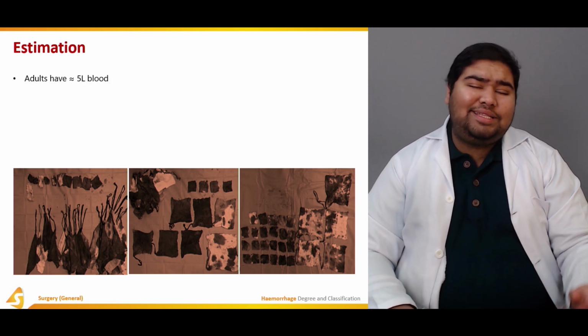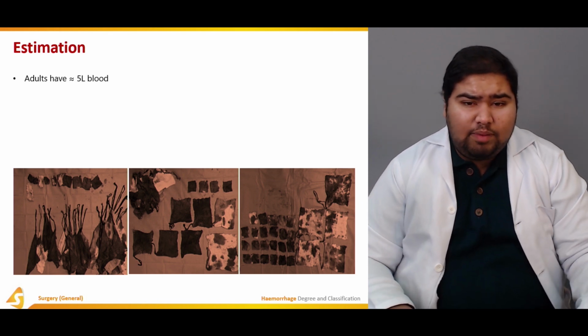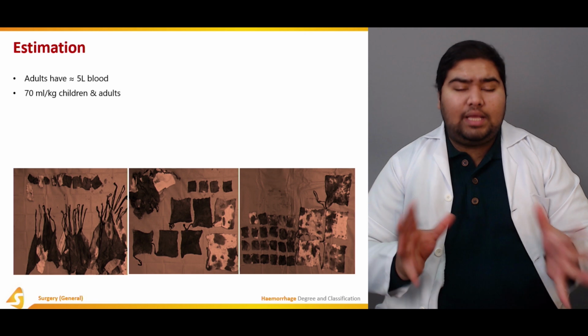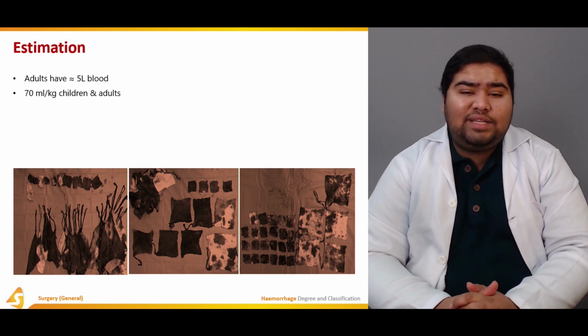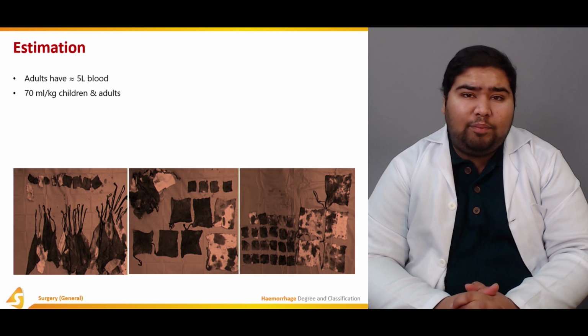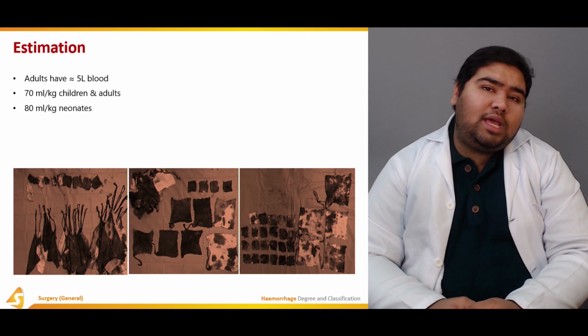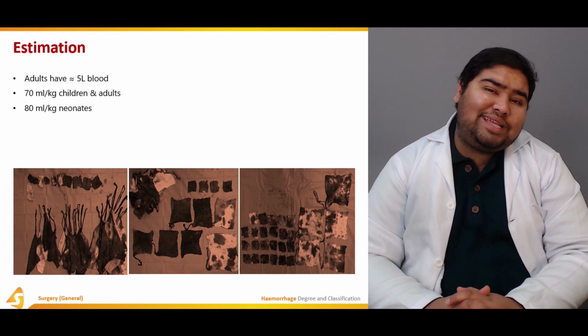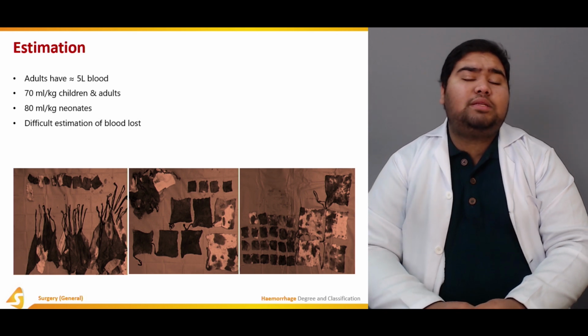So adults have approximately 5 to 5.5 liters of blood. Children and adults have 70 ml per kg of blood. So that is an approximation. In neonates, the average is 80 ml per kg. It is difficult to estimate the blood.